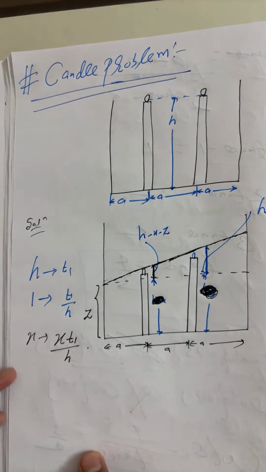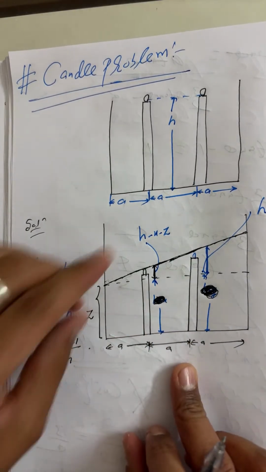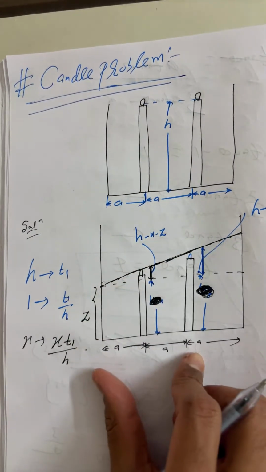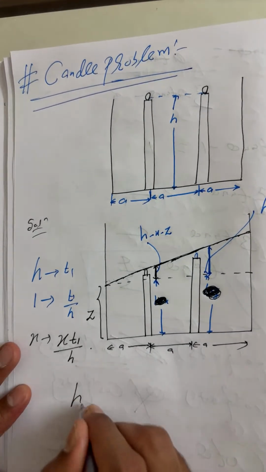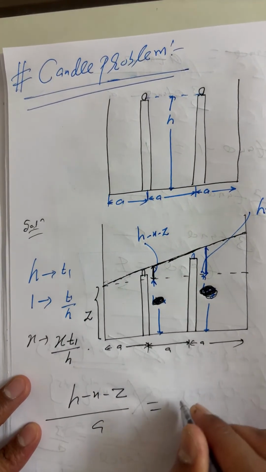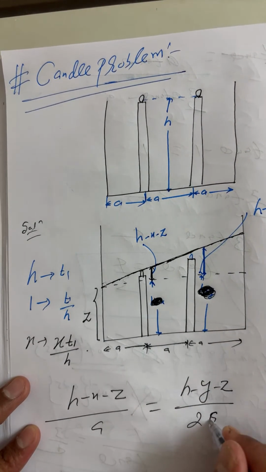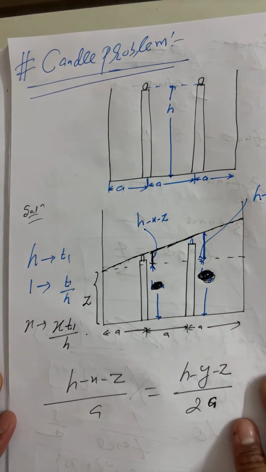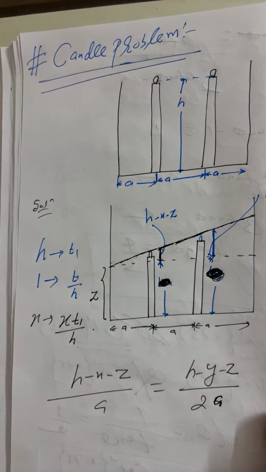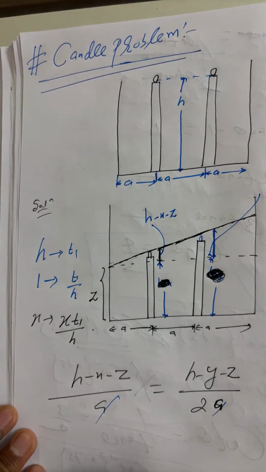That's it. Okay, fine. So again I apply the property of similar triangles: perpendicular upon base. Now it is a similar triangle here. So h minus x minus z upon a is equal to h minus y minus z upon 2a. It's very simple here. This a and a finished.